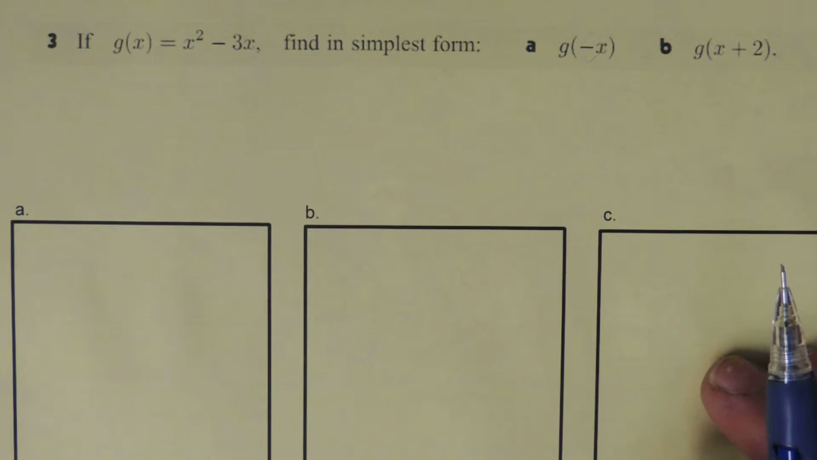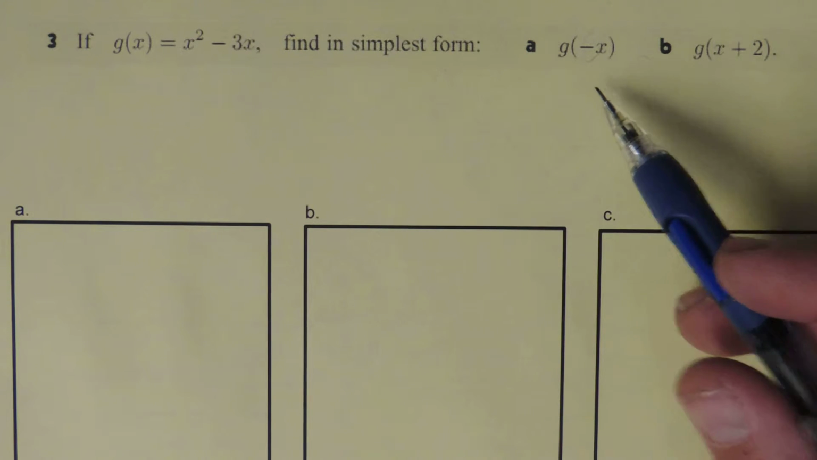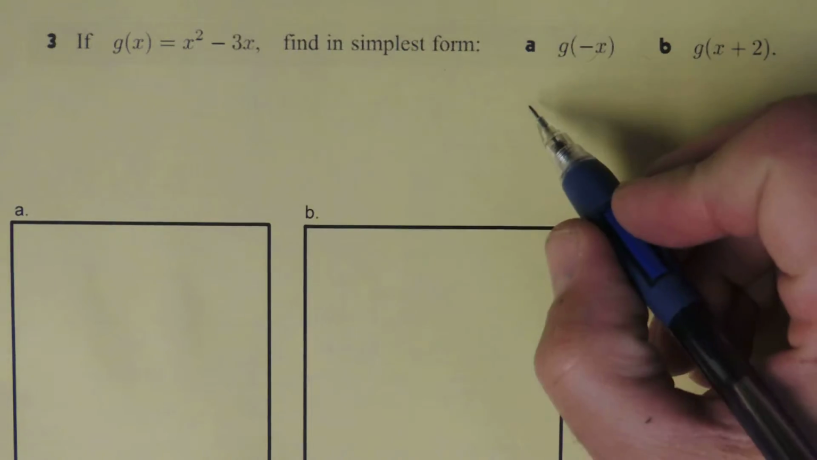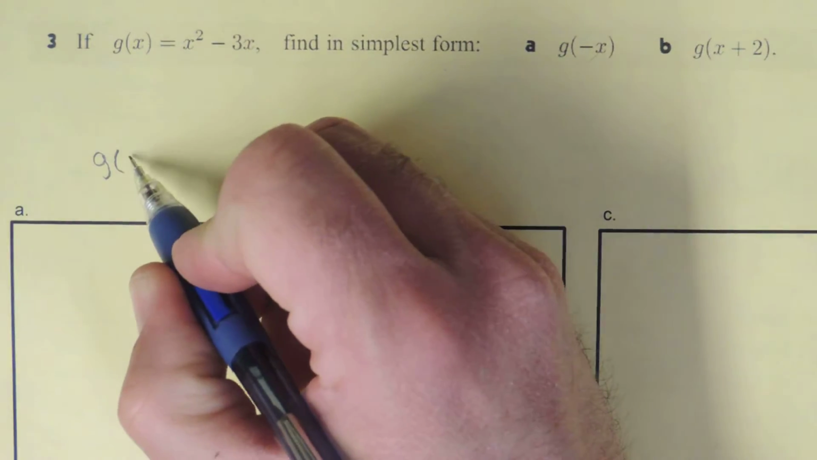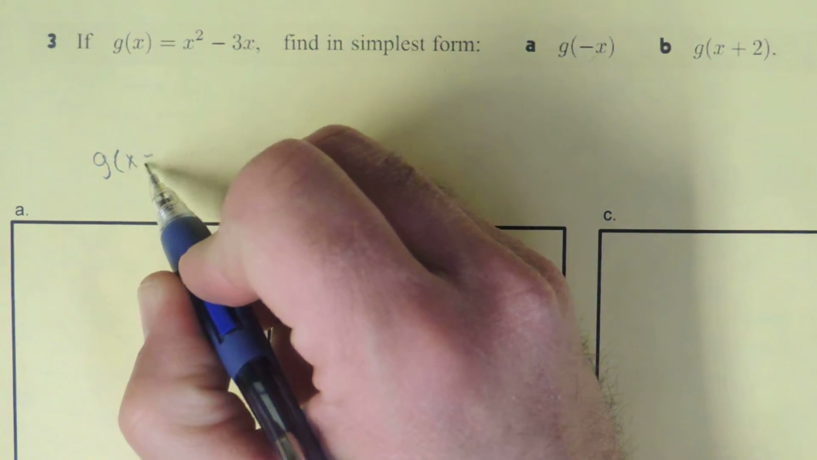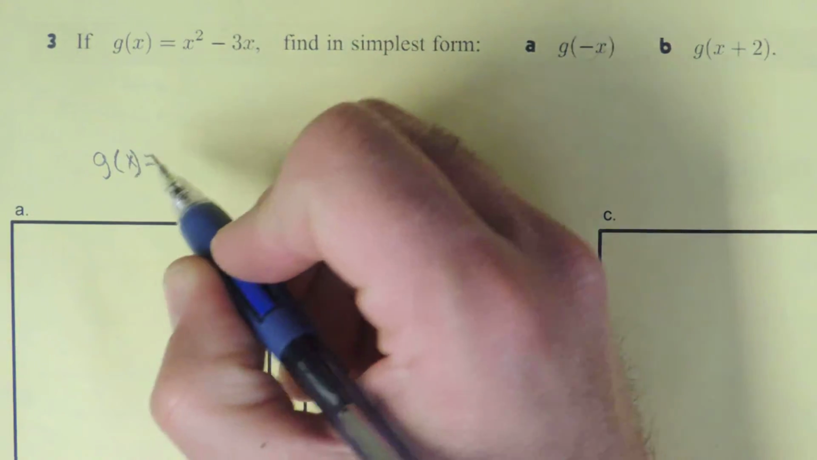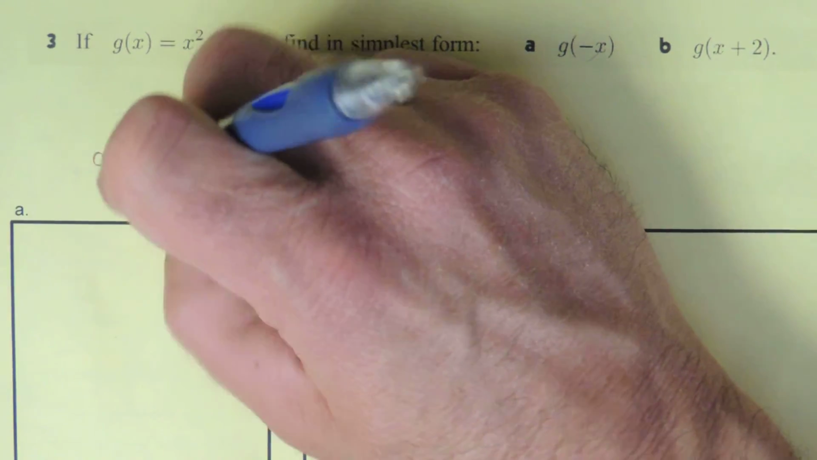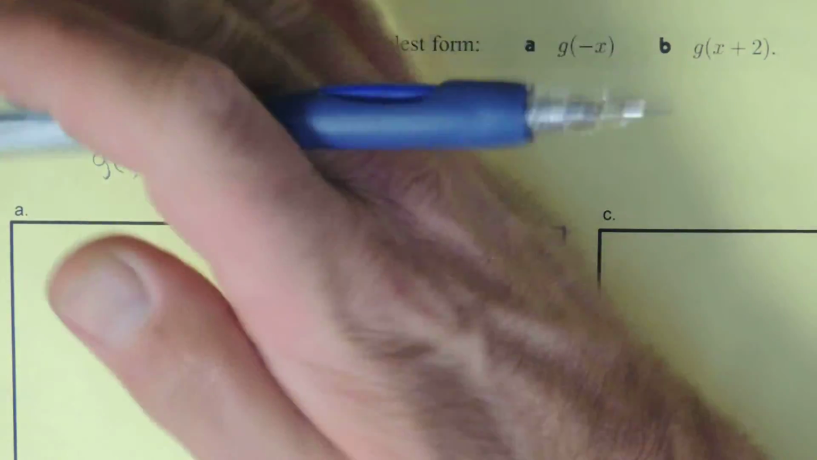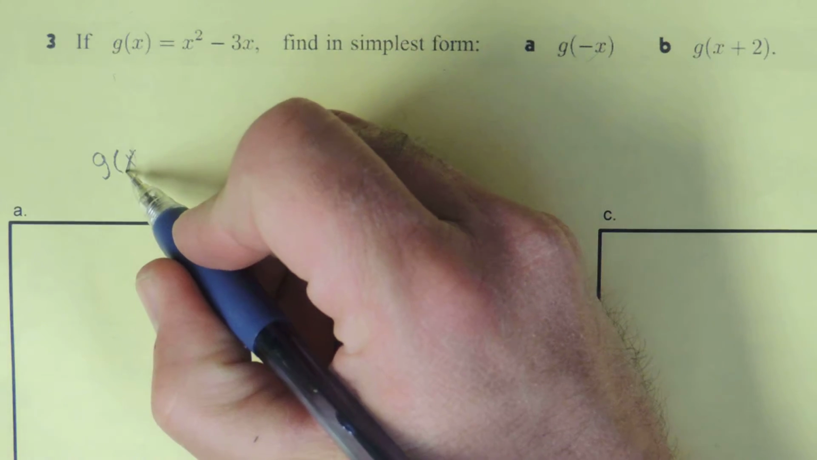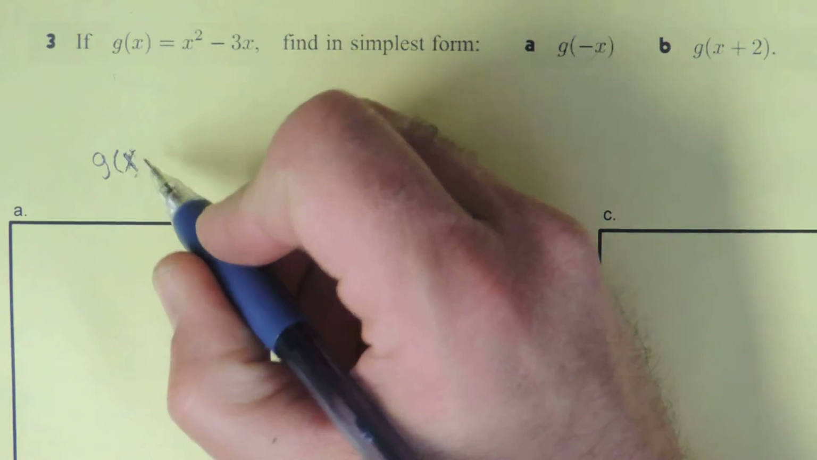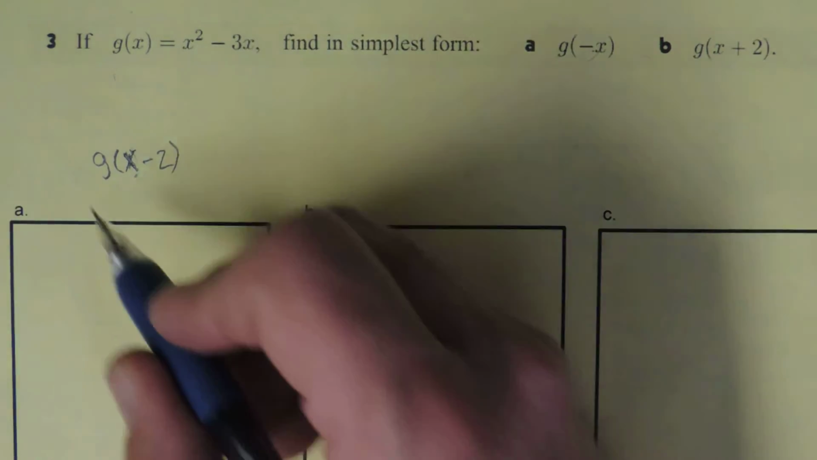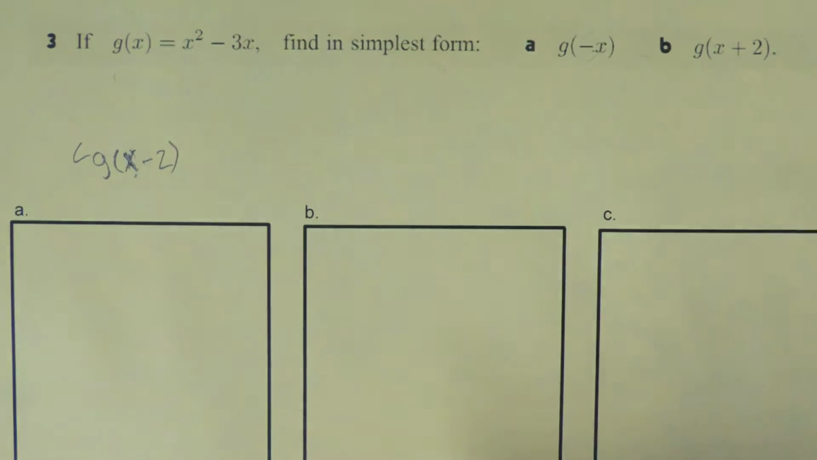I'm going to do that with negative x. Actually, I'm going to do that with g of x minus 2, because it'll be a little bit different than either of the ones that I gave you. So I'll put in g of x minus 2. I'm actually doing c. I'm going to make that c.